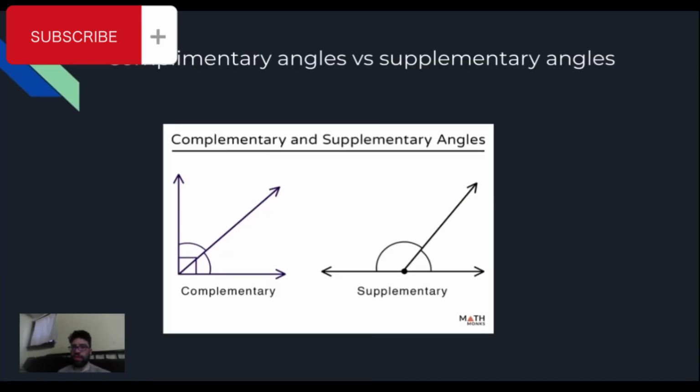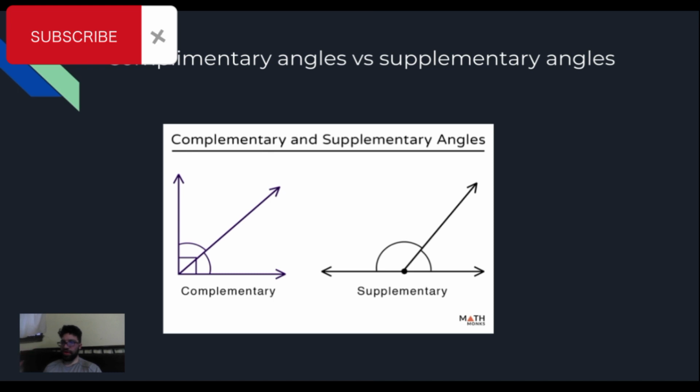Whenever we are talking about complementary or supplementary angles, it really has to do with what that particular angle adds up to. For example, on the left we have a complementary angle, on the right we have a supplementary angle. If we recall previous lessons in trigonometry, a right angle is always going to be 90 degrees. However, a straight line is always going to be 180 degrees.